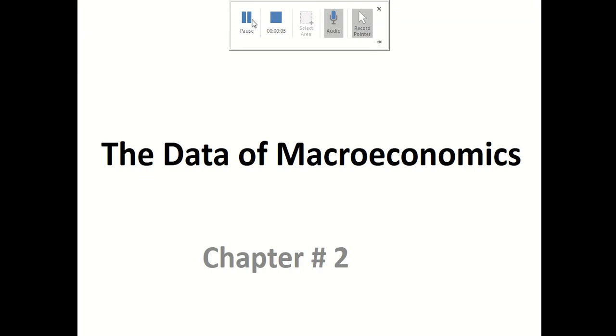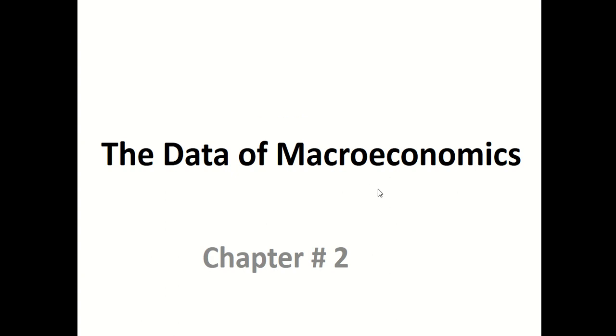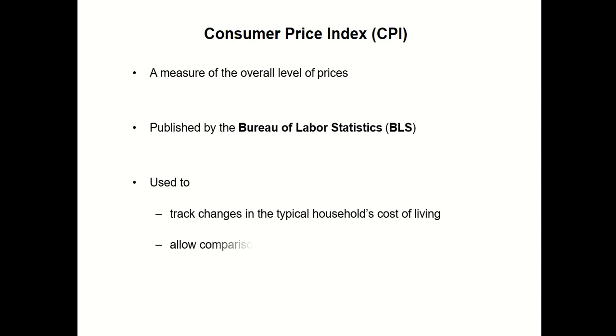This is lecture part 4 of chapter number 2, that is the data of macroeconomics. In this lecture, we are going to discuss Consumer Price Index, that is CPI. In the previous lecture, we have discussed one measure of inflation, that is GDP deflator. Now we are going to discuss another measure which is a very common measure being used by different countries, and this is known as Consumer Price Index or CPI.